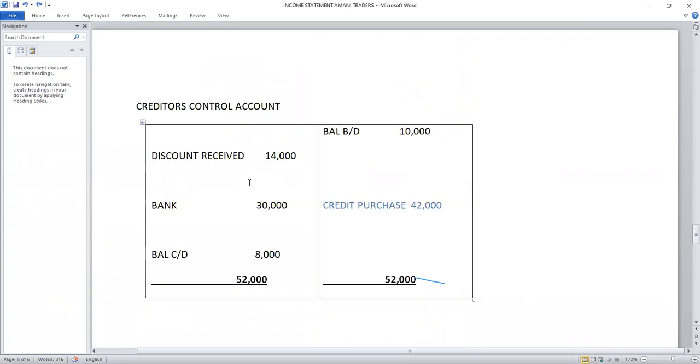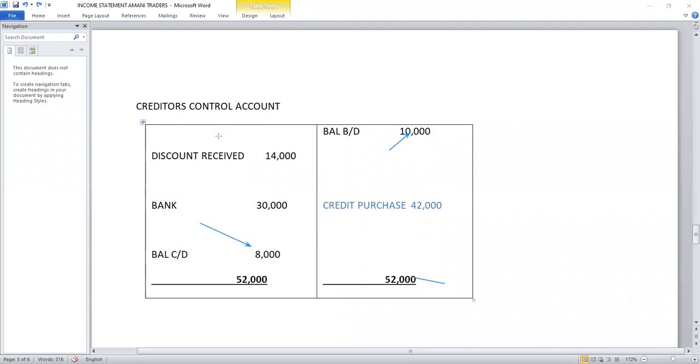So this is the credit control that I have opened. And remember, if these are creditors, these are liabilities. The balance brought down will be on the credit side. So we have the balance brought down on the credit side and the balance carried down on the debit side. Since this is a liability, the balance brought down should be on the debit side, which is 10,000, and the balance carried down is 8,000, which is on the credit side.